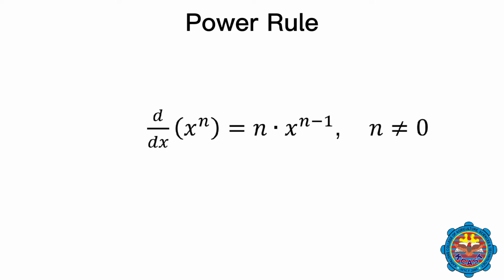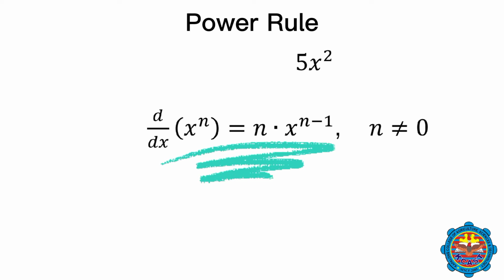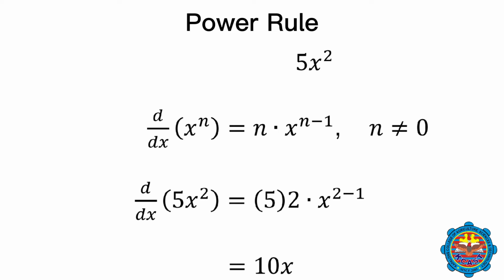Next is the power rule. It is one of the basic differentiation rules, expressed using this formula. It is used to find the derivative of any expression in the form of x to the power of n, like this. Using the formula, the derivative with respect to x of x to the power of n equals n times x to the power of n minus 1, where n is not equal to 0. Having our solution, we're going to substitute our given 5x to the power of 2, with the x to the power of n. As you observe, we applied our constant rule.